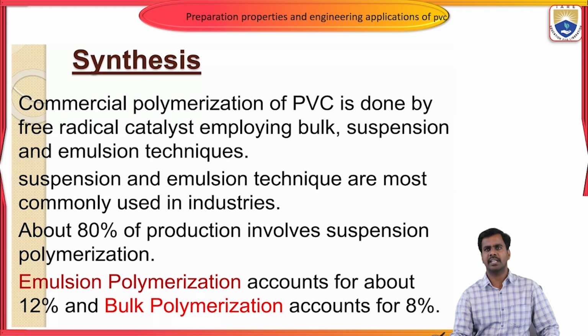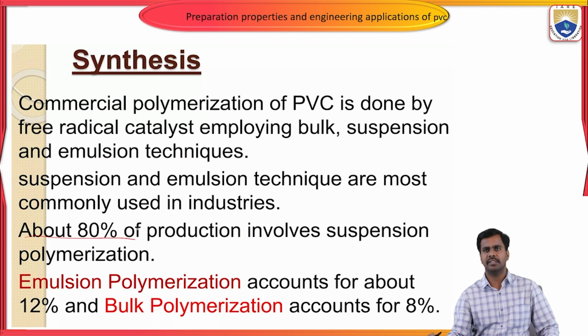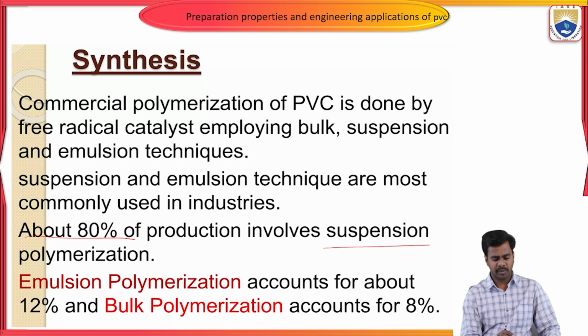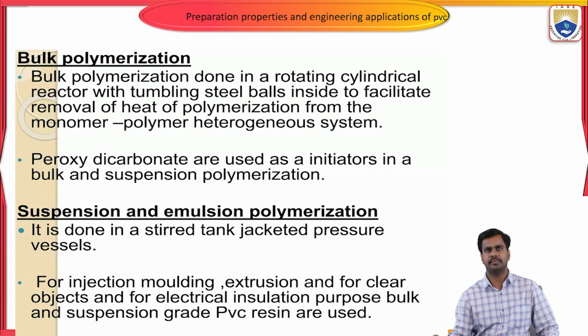Suspension and emulsion techniques are most commonly used in industries. About 80% of production involves the suspension polymerization mechanism. Emulsion polymerization accounts for about 12% and bulk polymerization accounts for 8%. Let us see them one by one. First, coming to bulk polymerization.